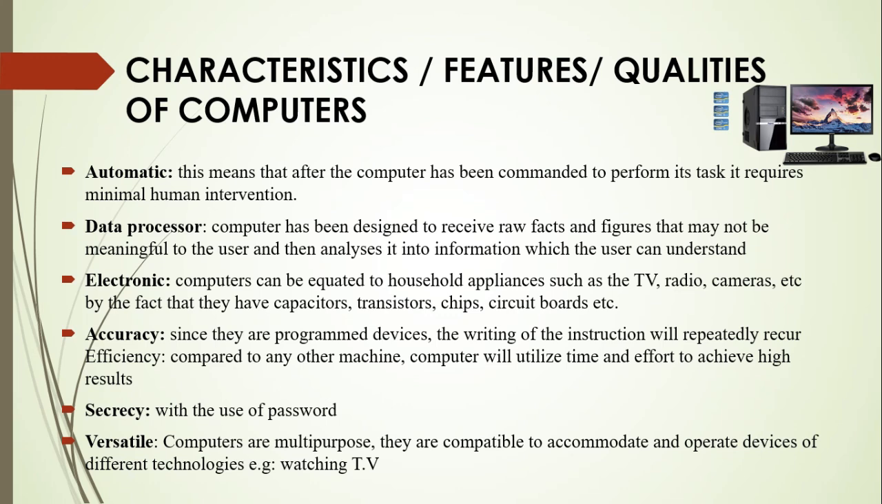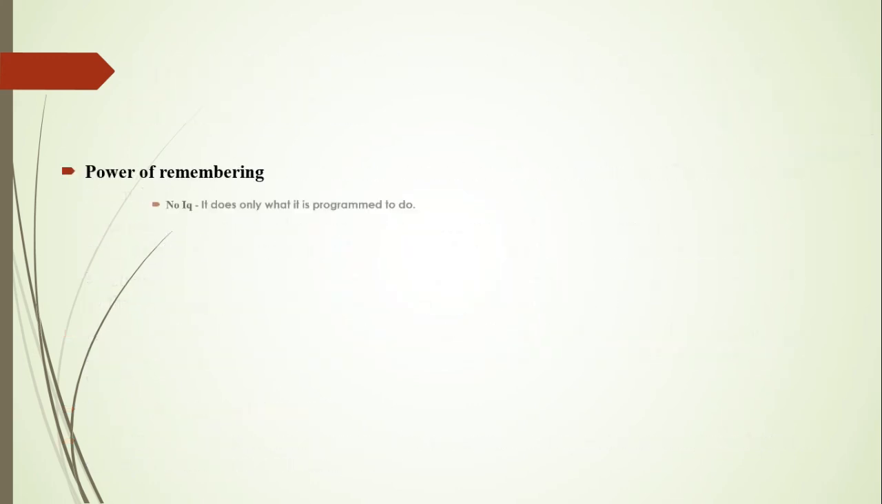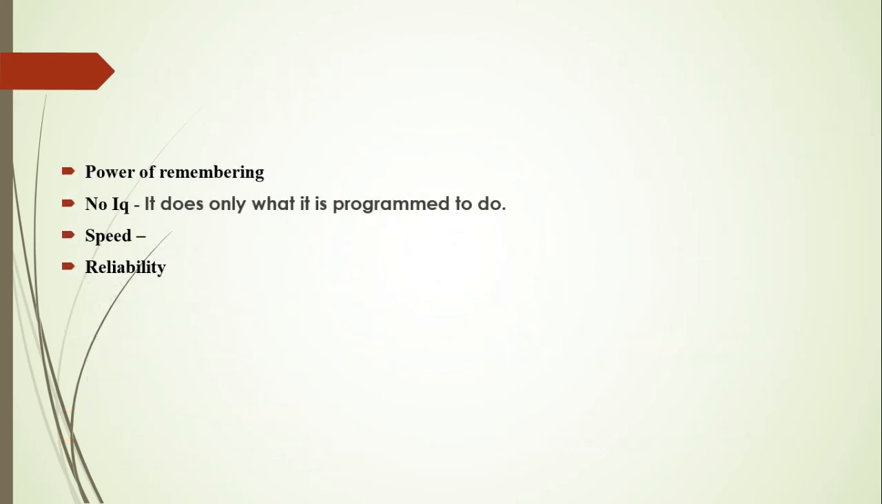Then versatile. Computers are multi-purpose, in that they are compatible and can accommodate and operate devices of different technologies. For example, you can watch TV on a computer. You can also play games on a computer. You see, a computer can help you do many things. You can browse, you can Google anything that you need. You can also upload, you can contact your friend via email and the others. Other characteristics that we need to know, we have power of remembering.